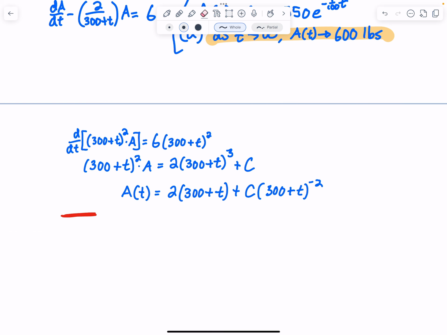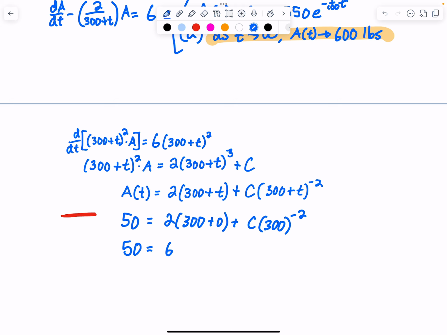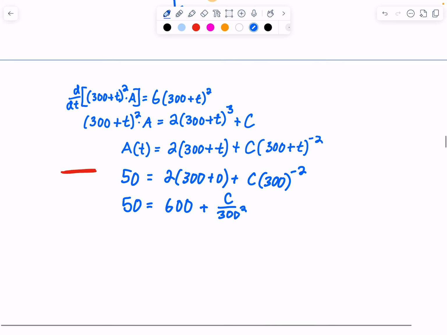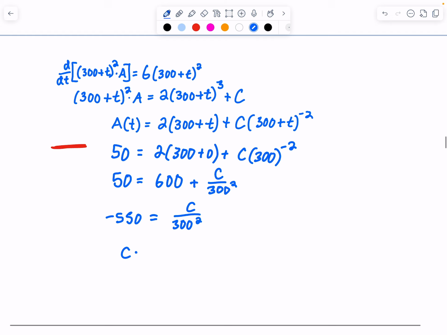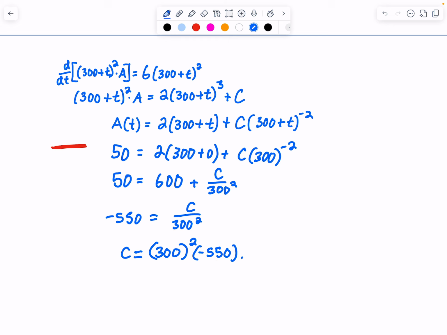So now I'm plugging that in, okay, I get 50 equals 2 times 300 plus 0 plus c times 300 to the negative 2. I put 0 in for that. So we get 50 equals 600. And then this is going to be c over 300 squared. Not going to be pretty. I get a negative 550 equals c over 300 squared. And we're going to multiply. So c is, and I'm just going to leave it like that, 300 squared times negative 550. And then we could plug it in and be done.